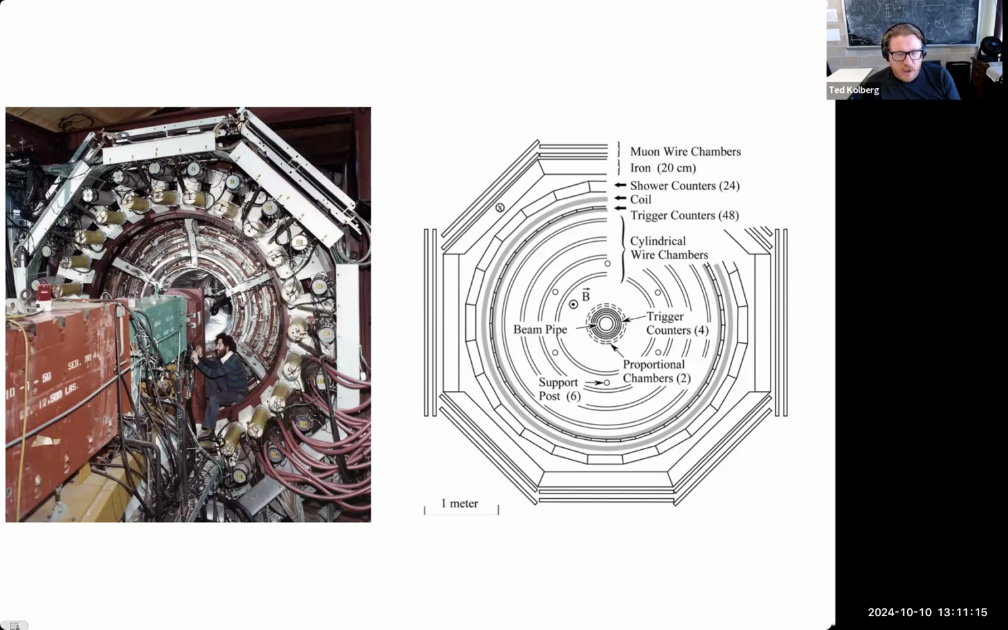So it really looks in spirit very similar to something like CMS. And while it's the culmination of some trends that were going on as far as building up bigger and bigger spectrometer systems around interaction points, I think it deserves credit for being the first of its kind.